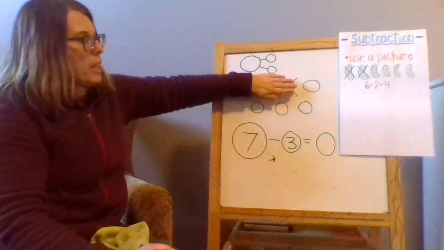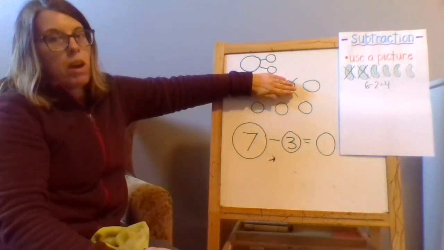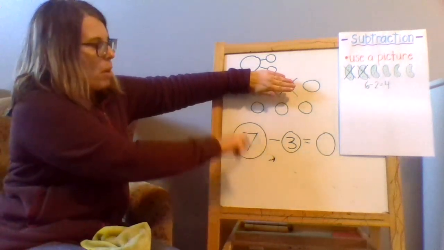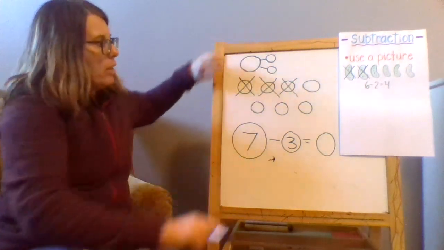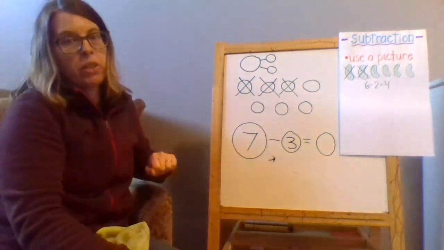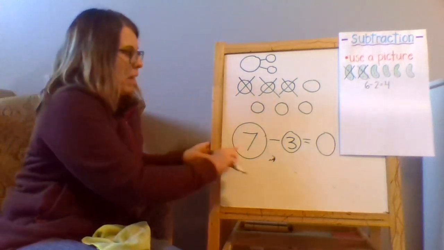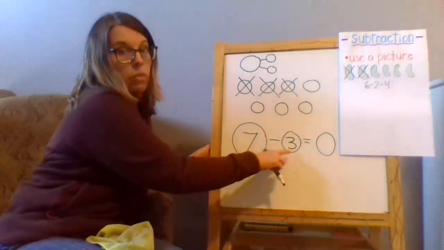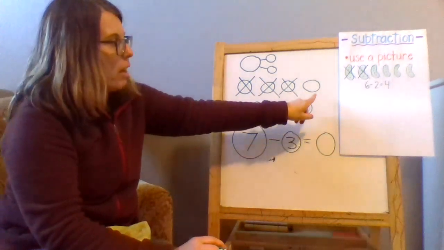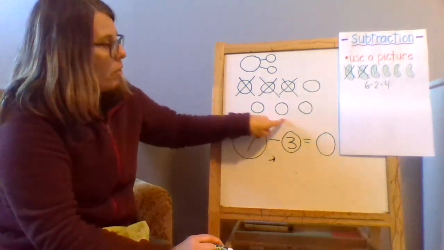If I erased them, that information would be gone, and I might not be able to remember what my whole was or how many I took away. So Xing them off is the thing to do so that you can still see that information. 7 minus 3, and how many are left? Let's count. 1, 2, 3, 4.